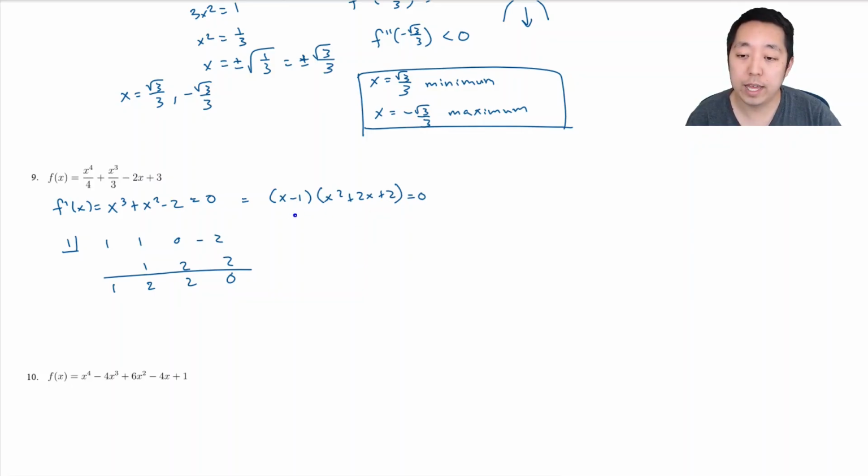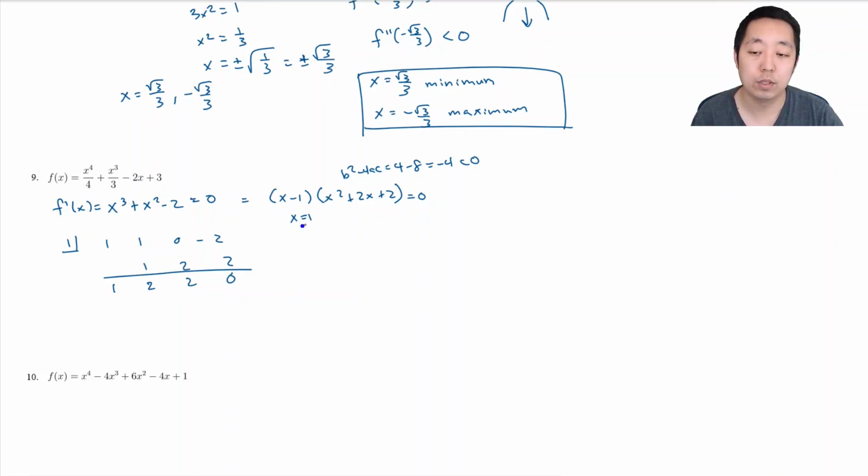Now, that happens at x equals 1 or when this is equal to 0. But by the quadratic formula, if you remember my discriminant, b squared minus 4ac, that's 4 minus 4 times 1 times 2, that's 4 minus 8. That's negative 4. It's less than 0, so this has no solutions. So this can never be 0. So really, this is my only critical number here.